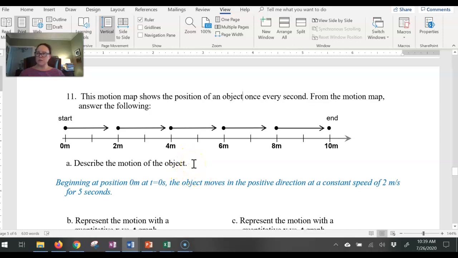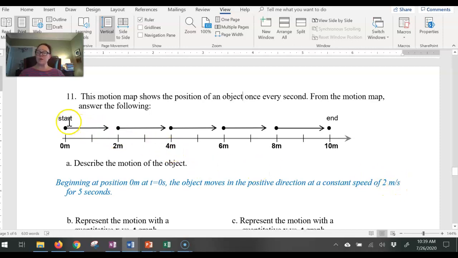of this object. And so, I want to say that it begins at position 0 meters at time 0 seconds. And then this object moves in the positive direction. I can tell that because the velocity vectors point to the right. It moves at a constant speed of 2 meters per second.